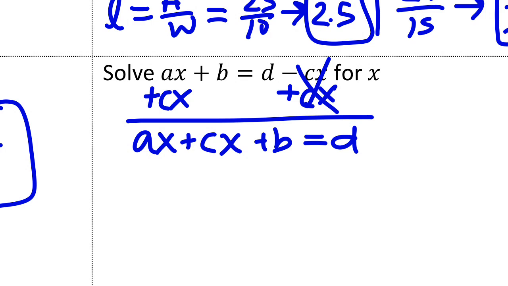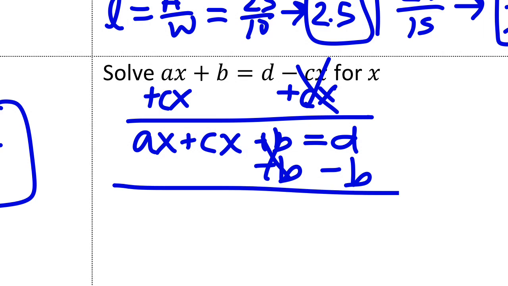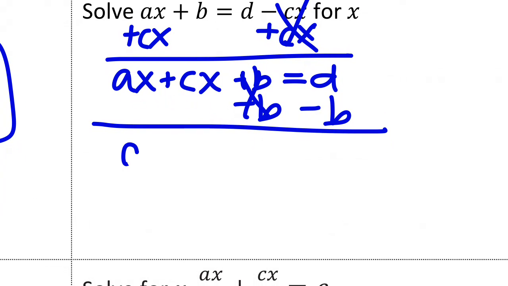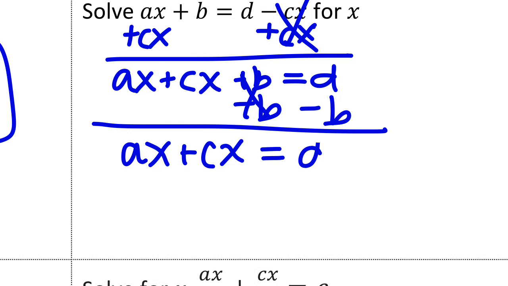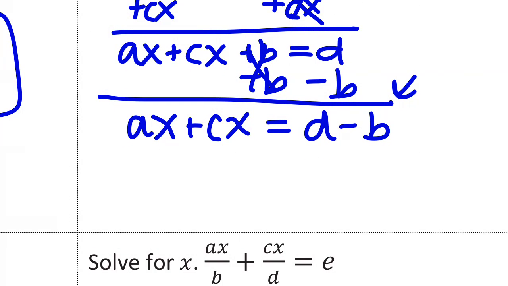Okay, now if I wanted to do something, I could take away this b from both sides. That goes away. We're left with ax plus cx equals d minus b. Okay, I'm going to go ahead and go out of alphabetical order for this one. Now I want you to look here. I need to get x by itself, but x is in two places.